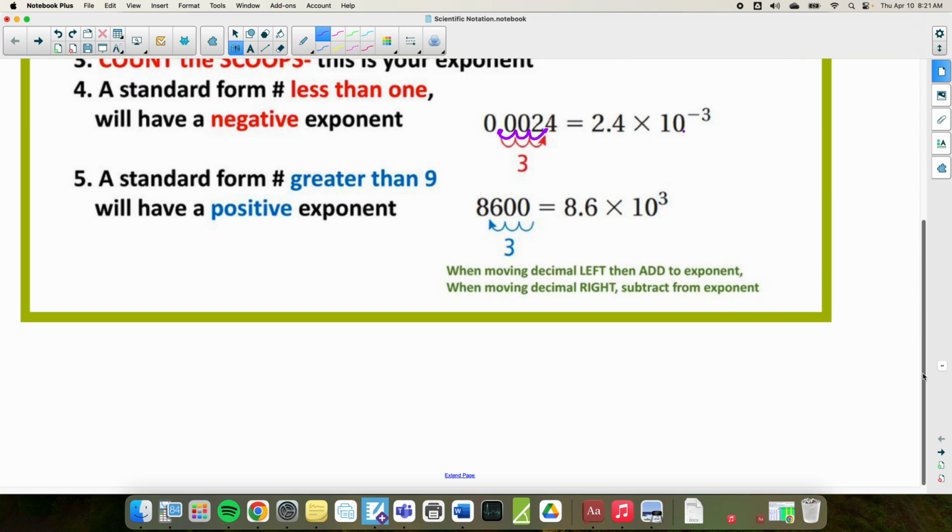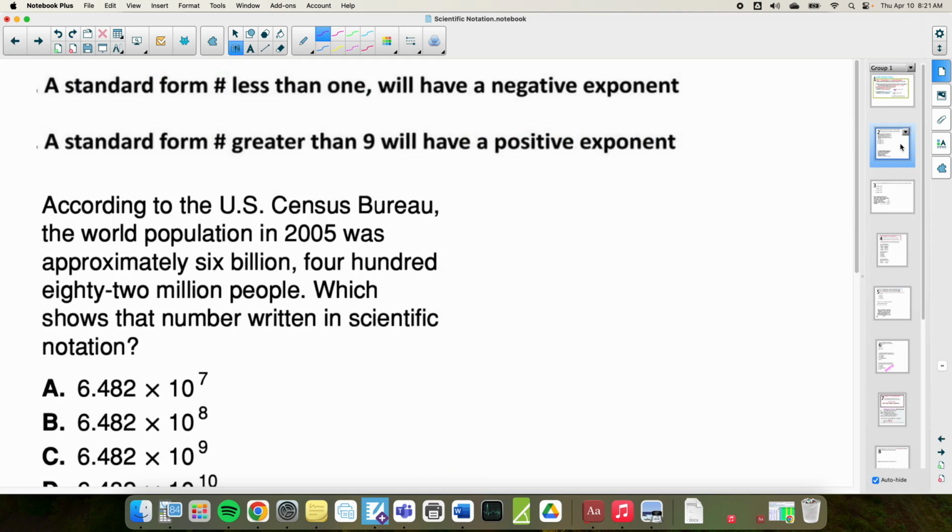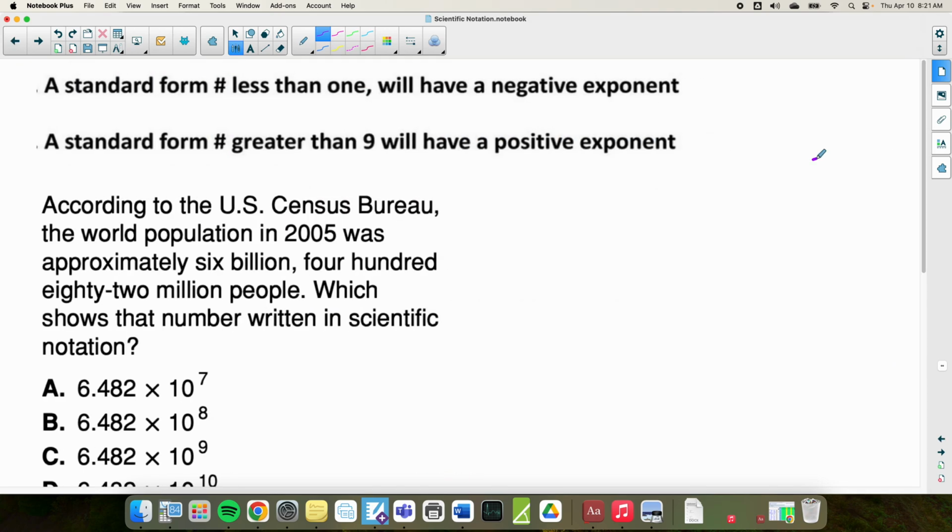So if we go to our next page here, any number less than 1, okay, if you have a number less than 1, it's gonna have a negative exponent. So think of it as, if it's small, less than 1, negative. If it is greater than 9, then it's gonna have a positive exponent, okay?